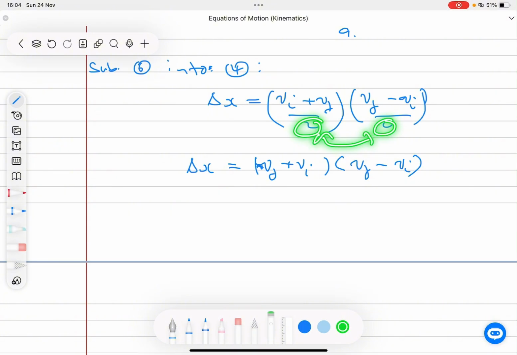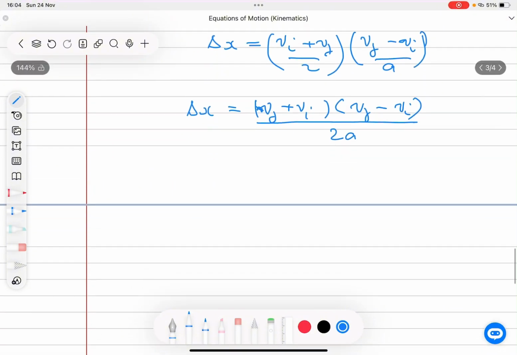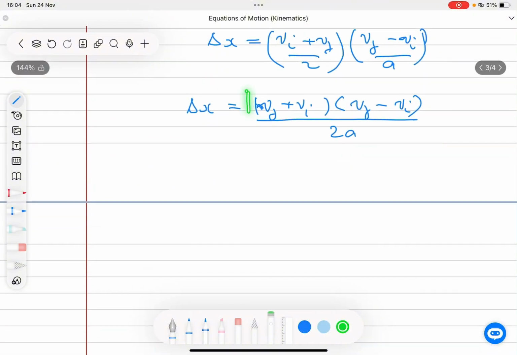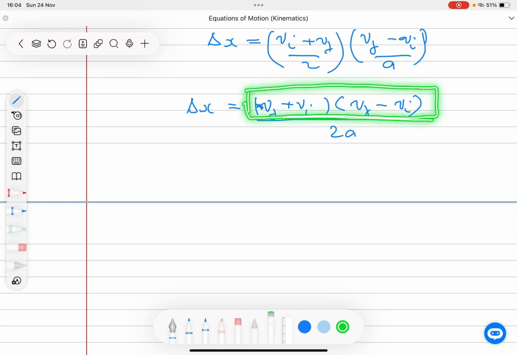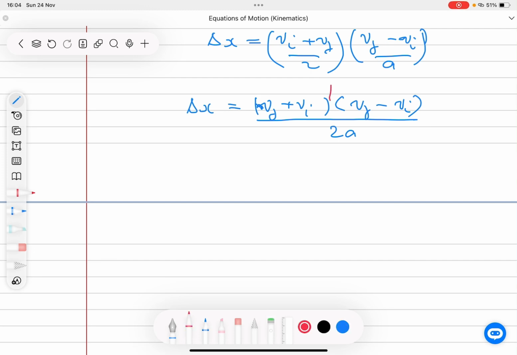Now, the 2 and the acceleration, I'm going to multiply these two so that I have a big division line like that that says 2 times a, the twice the acceleration. Notice that here at the top, the reason why I was rearranging this is that I can see that this is a difference of 2 squares. I hope you are able to see that. This here is a difference of 2 squares, right?